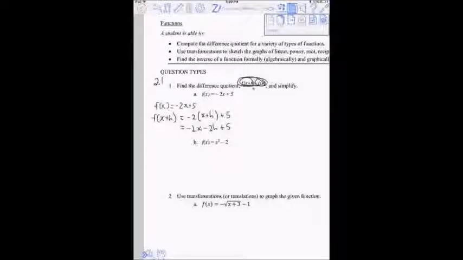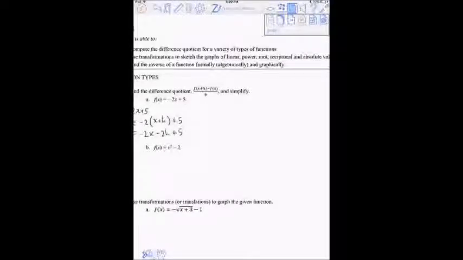We've got f of x plus h here, and we have f of x. So to set up the difference quotient, we need a quotient, and f of x plus h goes here. So that's my negative 2x minus 2h plus 5, and then it says I'm supposed to subtract f of x, and f of x is that function there. So that's subtract negative 2x plus 5, and it's all divided by h.